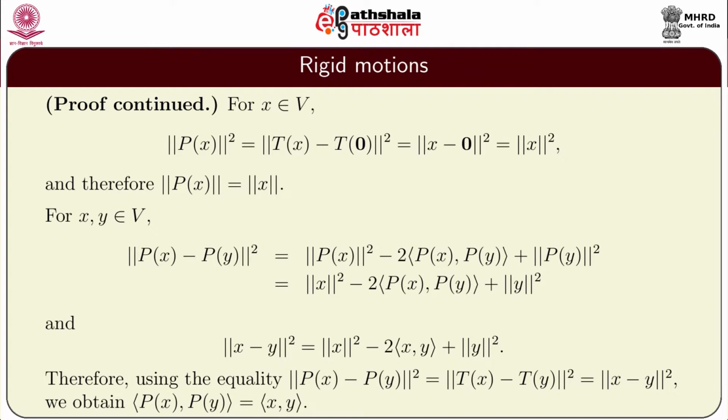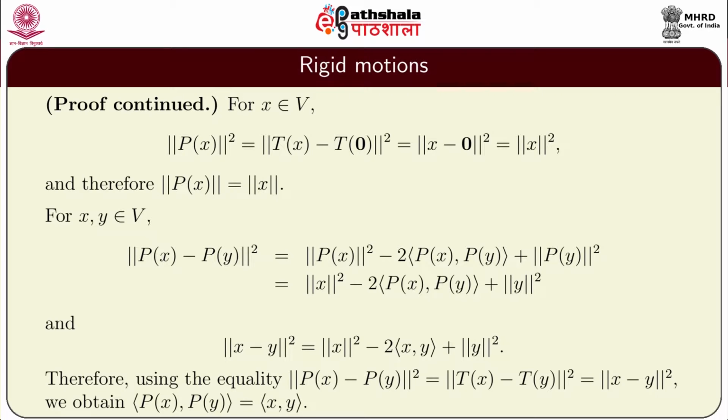Now for x in V, norm of Px square is equal to norm square of Tx minus T0, and that is the same as norm square of x minus 0. That is because T is a rigid motion, which is the same as norm of x square, and therefore norm of Px is equal to norm of x.